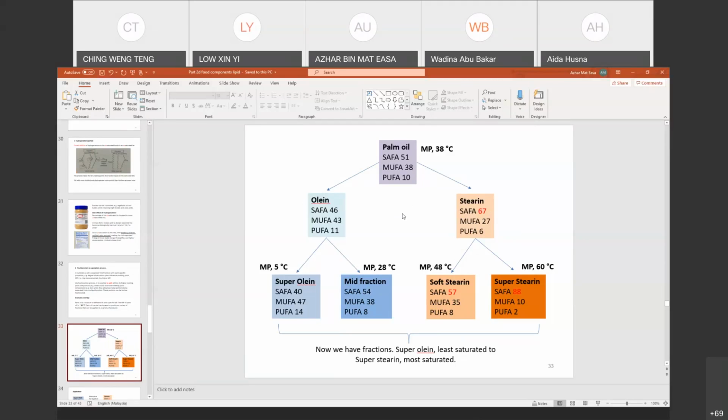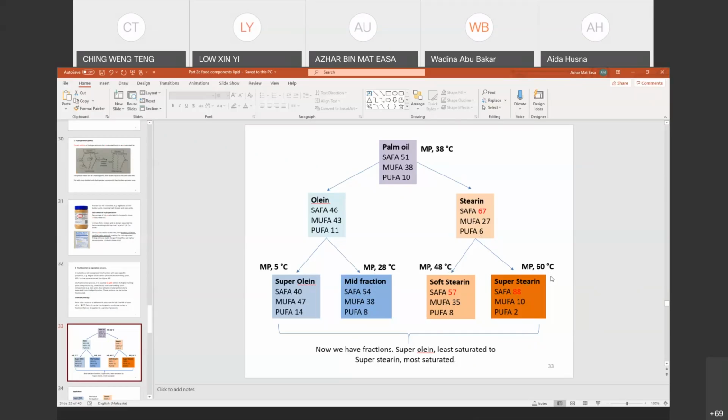And then you do more fractionation. From olein, you do more fractionation to super olein, melting point 5 degrees C, or you can produce mid fraction, melting point 28 degrees C. Same thing with stearine. You can fractionate further to soft stearine, melting point 48 degrees C, and super stearine, melting point 60 degrees C, which is much higher.